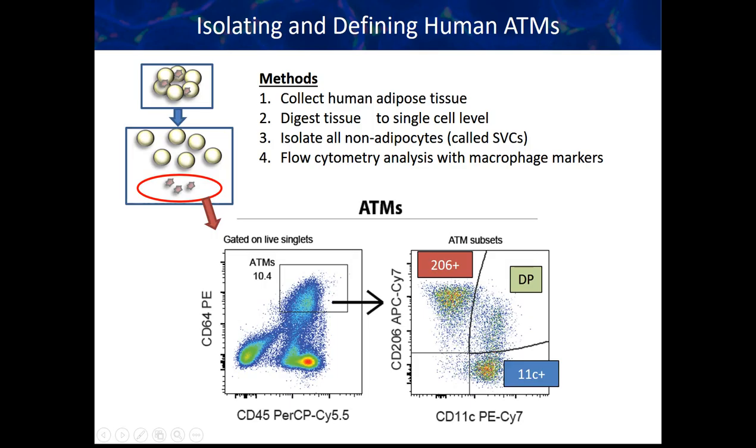So here again, we're using this marker CD64 and looking at CD45 on this axis. Again, all immune cells are CD45 positive, and then our ATMs are also CD64 positive. There really weren't good markers when we started these studies. We weren't sure which markers would be the best, but we found that these two markers, CD206 and CD11C, were actually very good at discriminating three different populations of ATMs. And throughout, for brevity, I might refer to them as 206 positive, DP for double positive, and 11C.